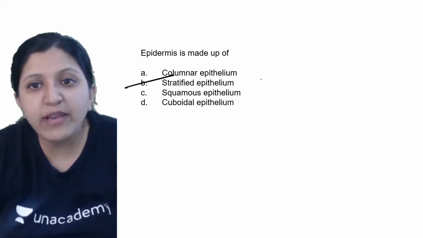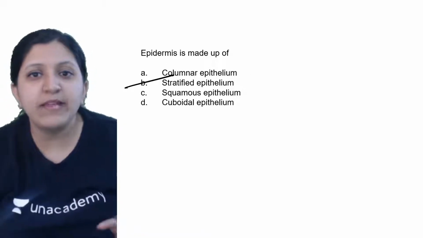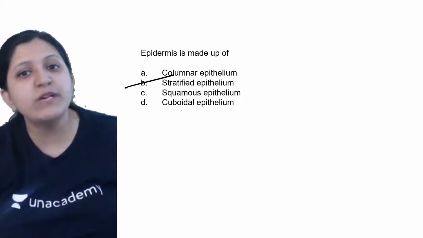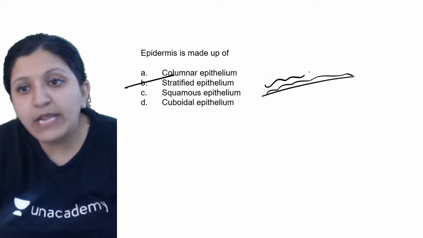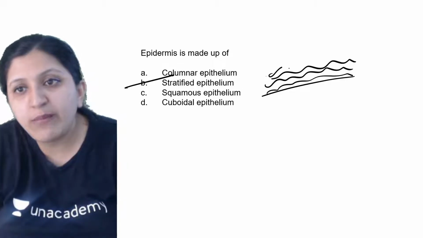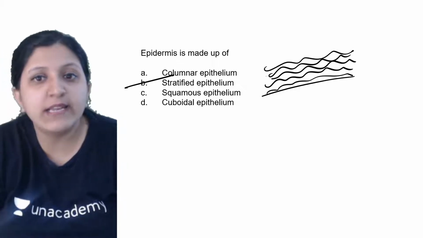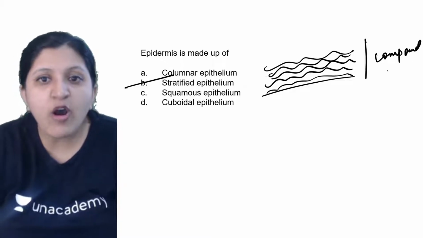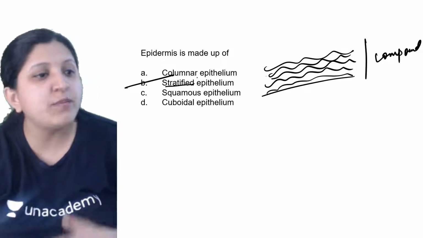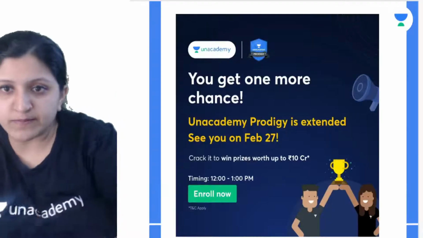Stratified meaning any of these epithelia, be it columnar, squamous, or cuboidal, but not just one layer. Multiple layers of skin will be there. So multiple layers are there, that we call compound, or also stratum or stratified epithelium.